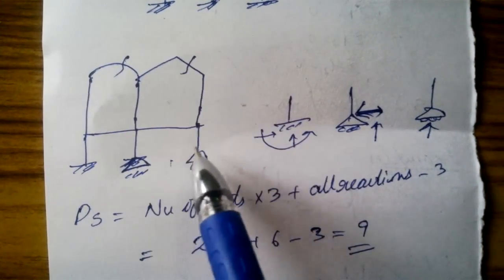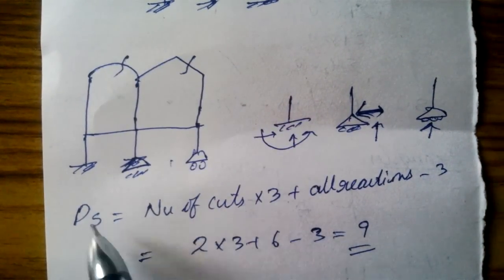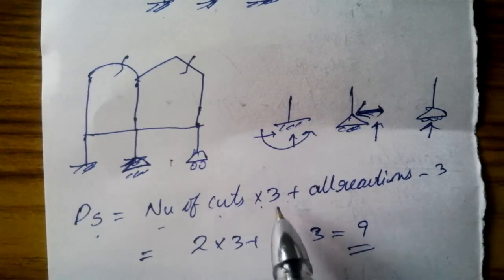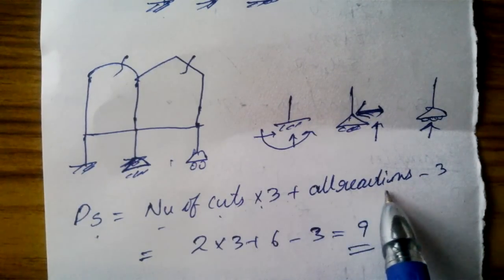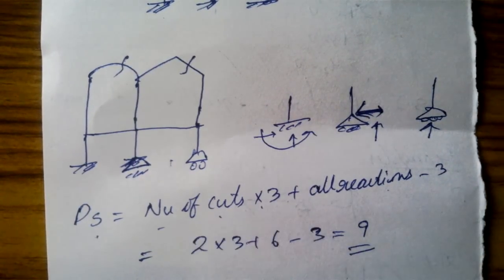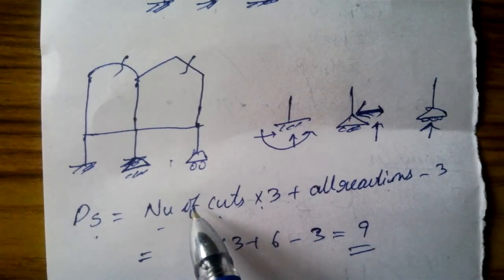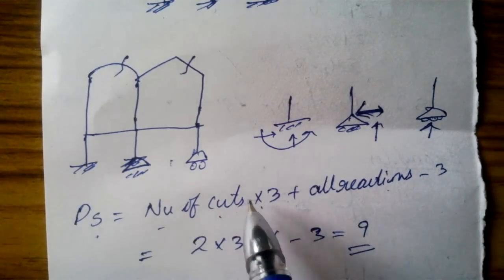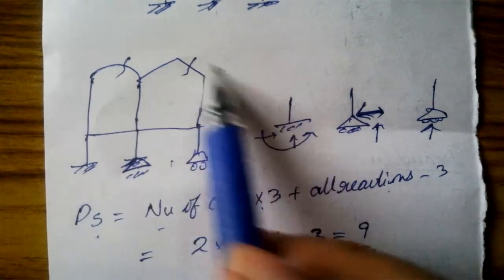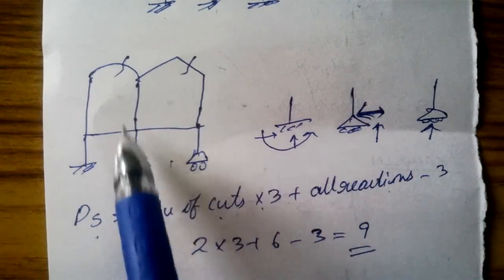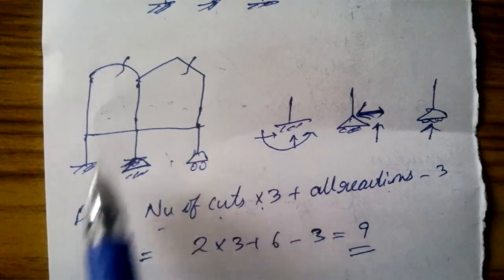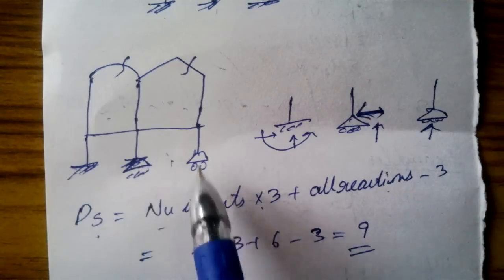This is the frame we consider, and the general formula is number of cuts into 3 plus all reactions minus 3. This is the basic formula. I will explain in detail what the number of cuts and all reactions are. Let us consider this example. Here these two are closed ones, and these are a fixed support, a pin support and a roller.